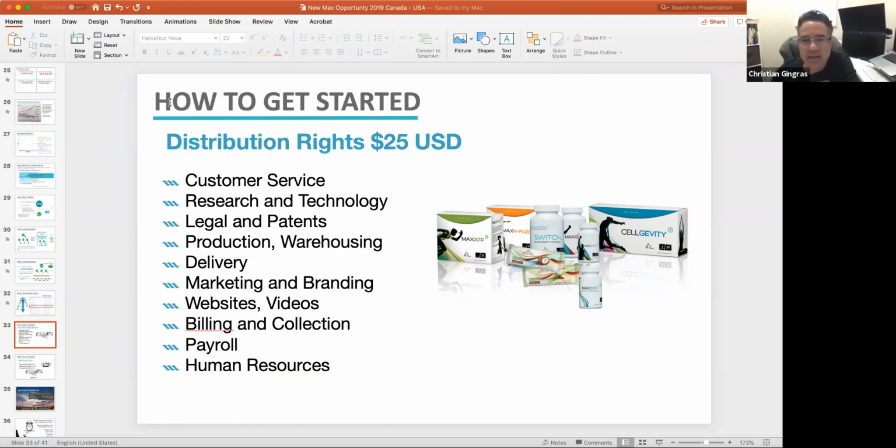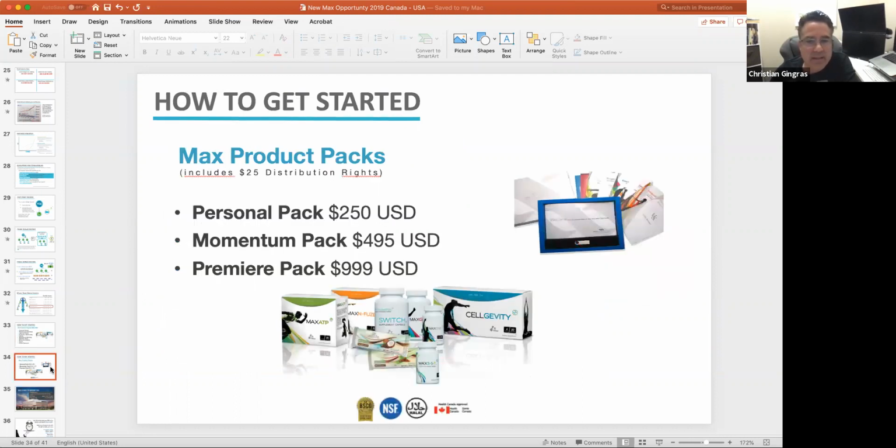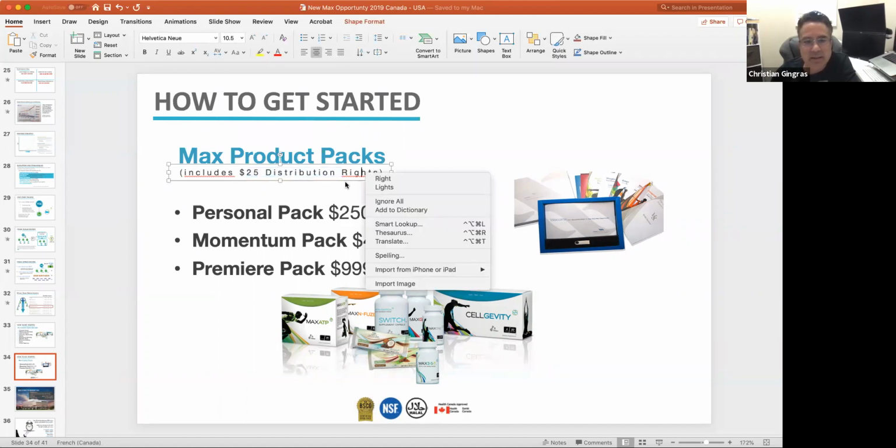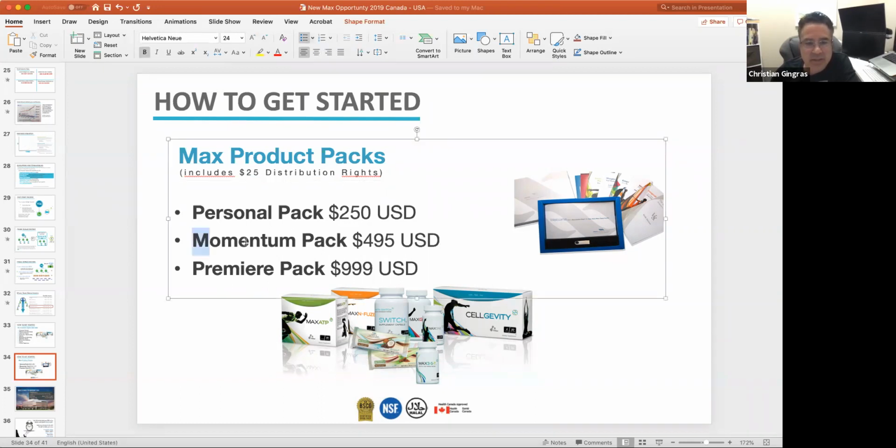Okay. So now we get on how do we get started. And so again, here's where Max now has created packages in Canada, as in the United States, where the distributor rights, not kit, but rights, are included in the price. So again, I start with the Premier pack, the Momentum pack, and then the Personal pack. Now, personally, I love this package. Between you and I, I prefer someone to buy that twice than buying this package.